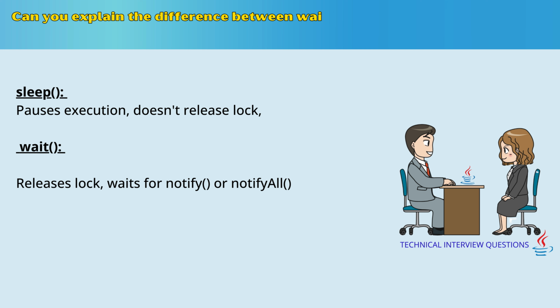Moving on, can you explain the difference between wait and sleep methods in Java? Yes, both wait and sleep are methods used in Java to pause the execution of threads, but they serve different purposes and behave differently. The sleep method is a static method of the Thread class. It causes the current thread to pause execution for a specified period, allowing other threads to execute. However, the sleep method does not release the lock or monitor if the thread holds one, meaning it will continue holding any synchronization locks. On the other hand, the wait method is a non-static method of the Object class.